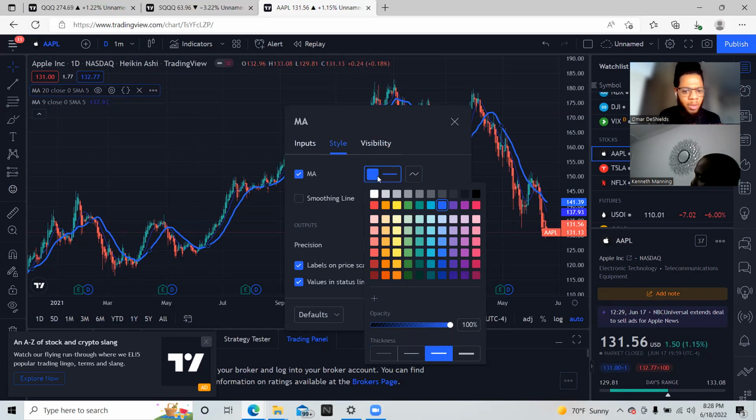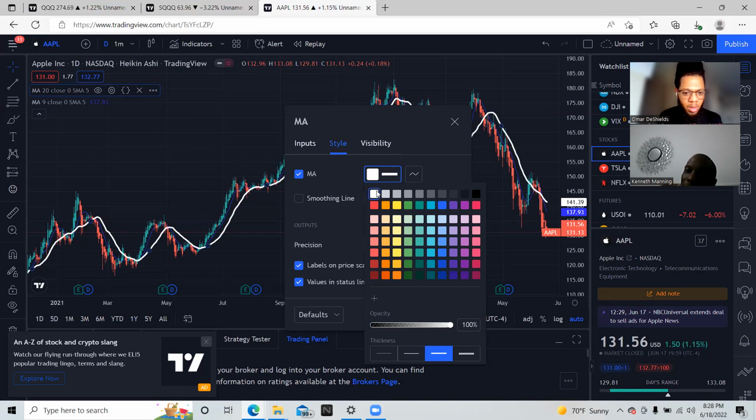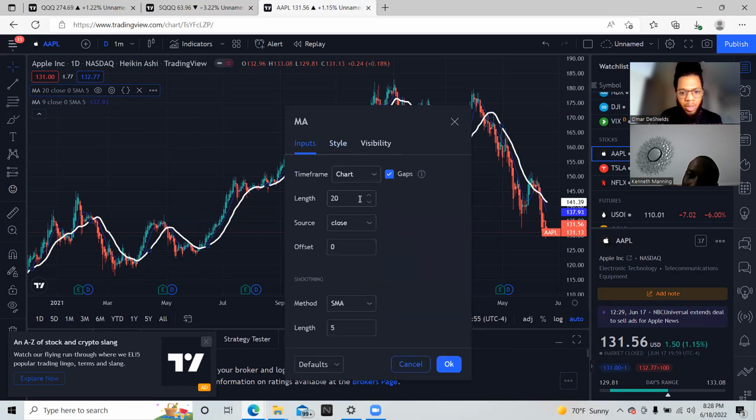And what color do we usually use, the white one or the yellow one? As long as it's bright, because there's a dark screen in the back, it's all good. So it's basically preference. We're gonna go with white for this one. Inputs, we make this 20.